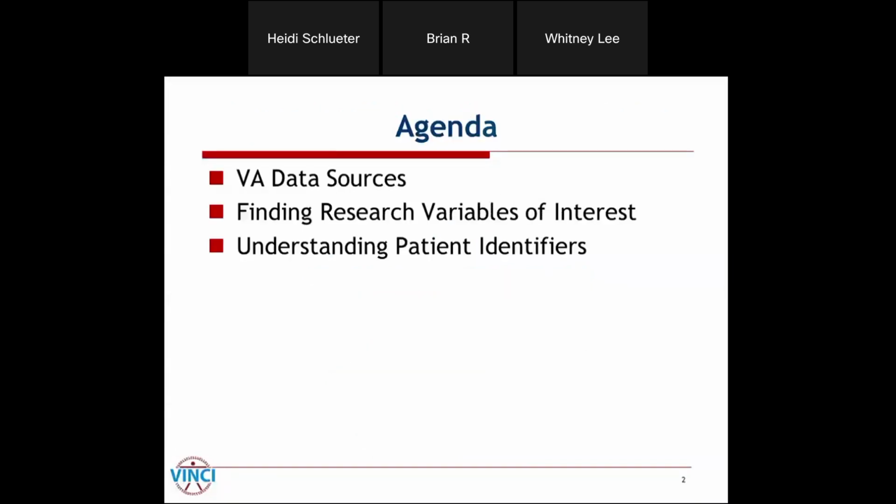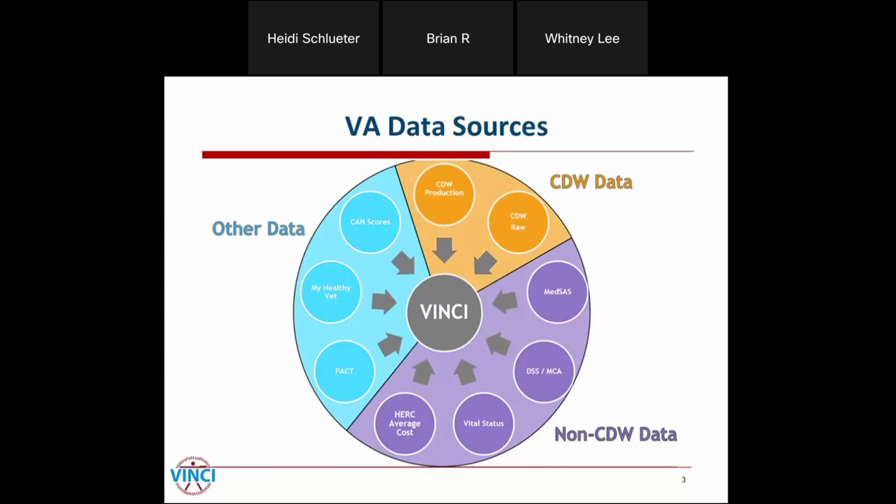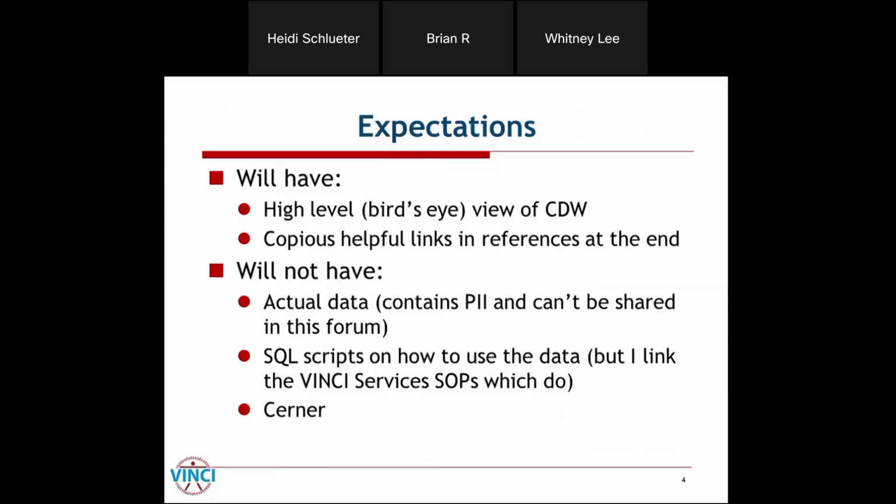So for my agenda today, this is just an overview of what I'd like to cover. First, I'd like to cover the VA CDW data sources. I'd like to cover how you can find research variables of interest, and I'd like to cover helping understand patient identifiers in the VA data. So I'll start with the VA data sources, and of course there are many of these, and I will do a very quick fly-through of all of them.